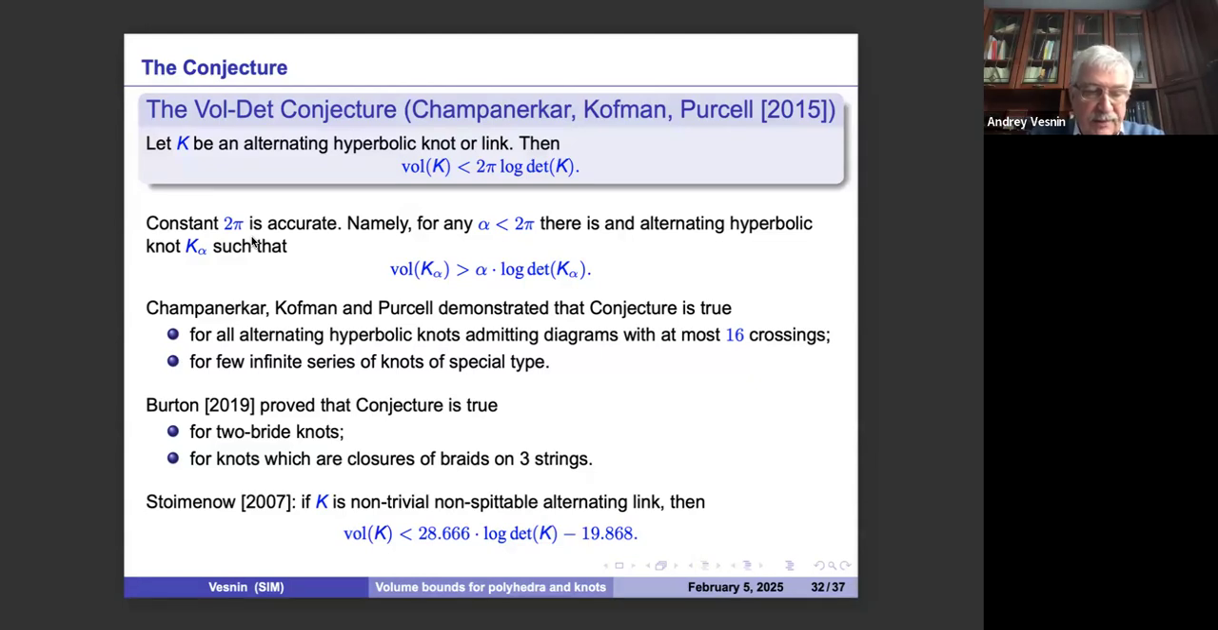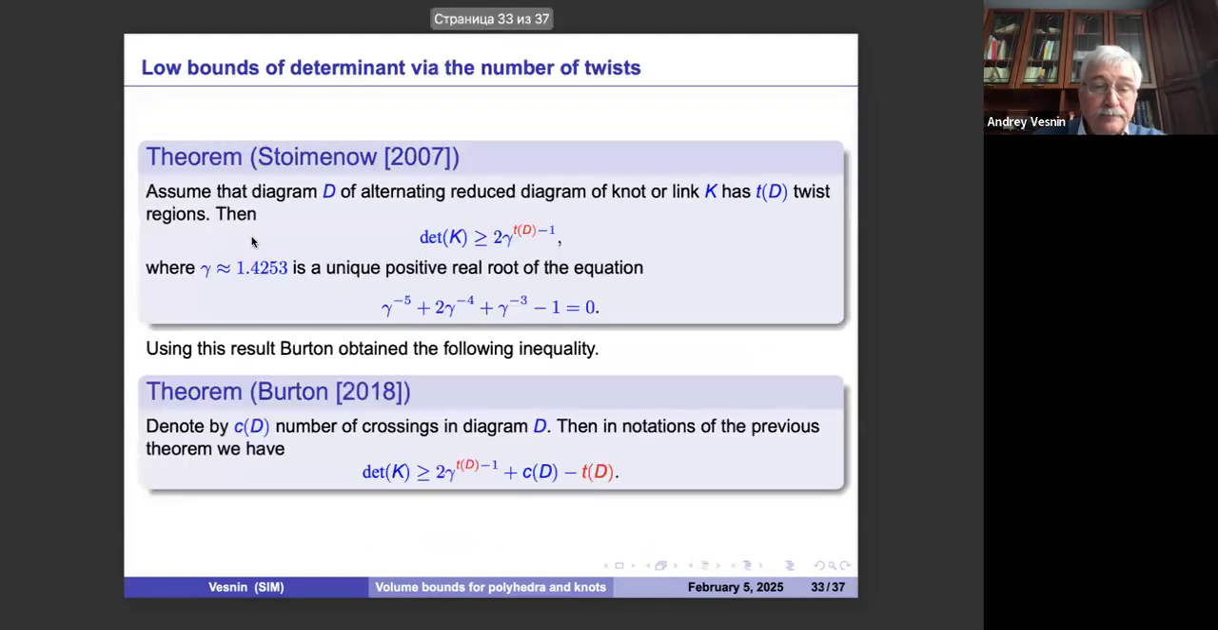After that, Burton proved that the conjecture is true for 2-bridge knots and for knots which are closures of braids on 3 strings. And I would like to mention the result of Stoimenow, which is very close to this discussion. He proved the following inequality. The volume of a non-trivial, non-splittable alternating link is bounded by the following expression, where I have some constants and use a logarithm of the determinant. It's not exactly the same as the volume determinant conjecture, but it's very close.